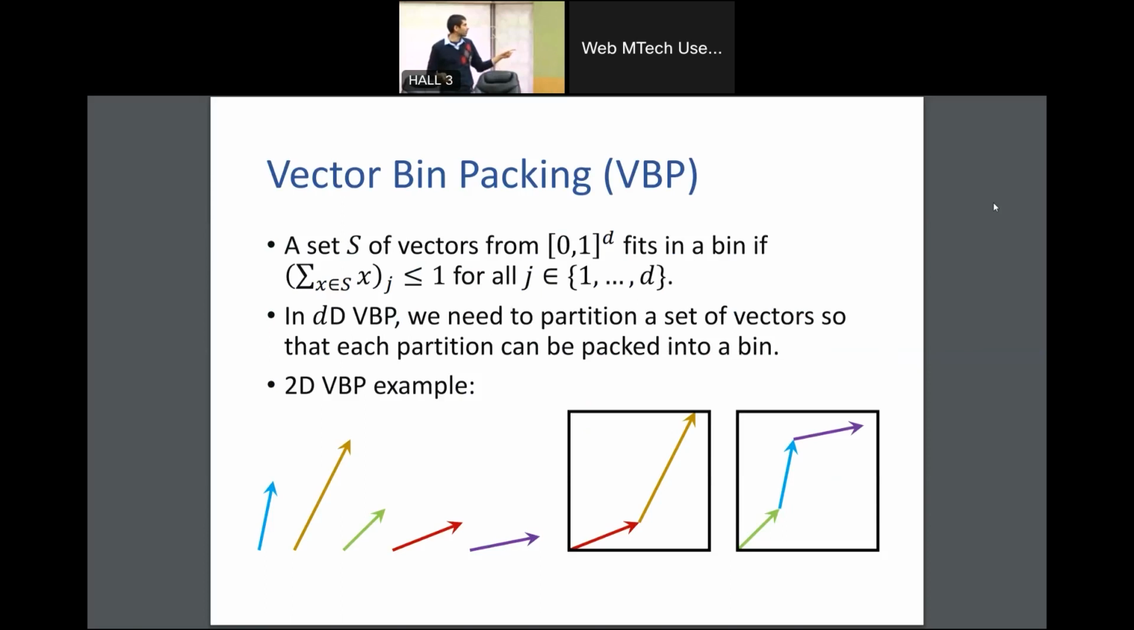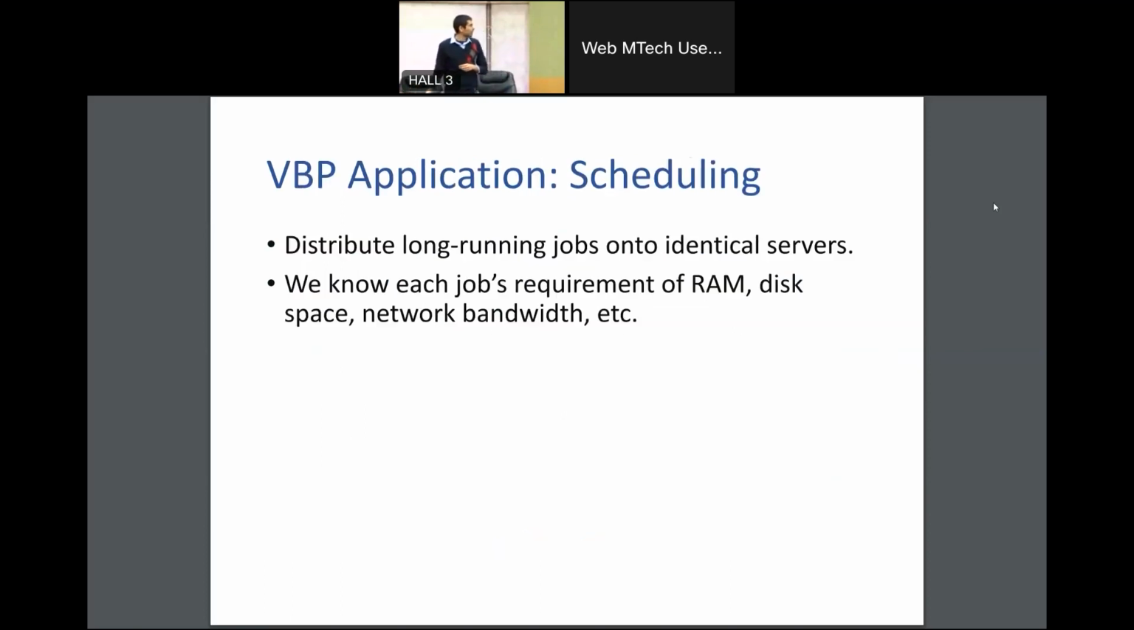For two-dimensional vector bin packing, this is a way to visualize this problem. These arrows here are items, and we want to partition these items such that in each partition, if we chain all of these arrows together, they all lie completely in a unit square. An application of this problem is scheduling long-running jobs onto identical servers. Each job has requirements of how much RAM it needs, disk space, network bandwidth, etc. And every server has a certain amount of RAM, disk space, etc.